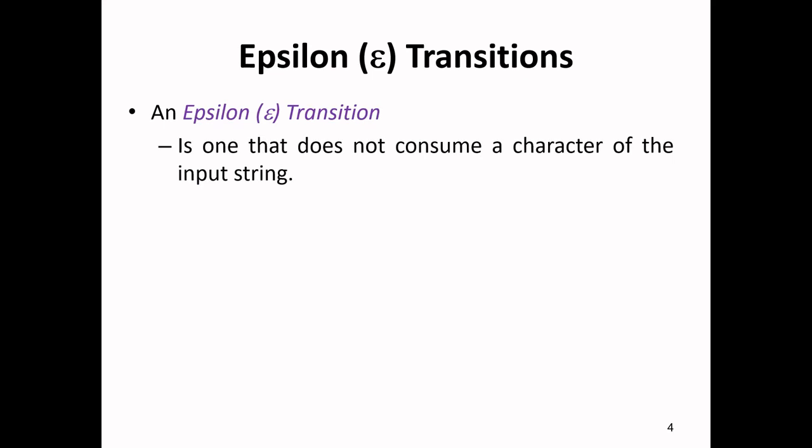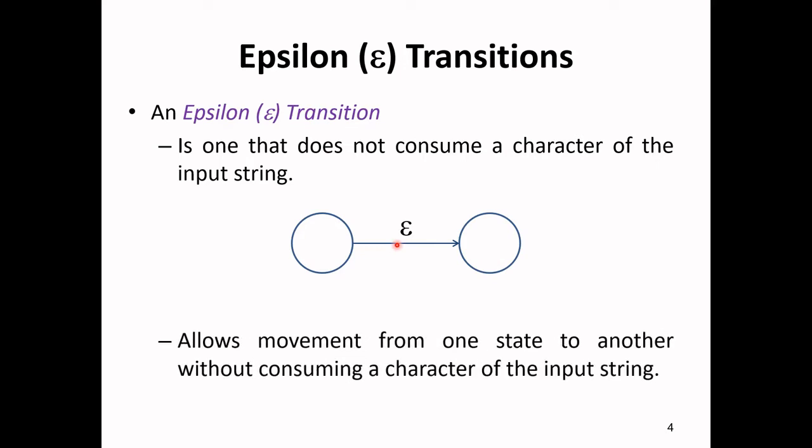So what do we mean by epsilon transition? An epsilon transition is one that does not consume a character of the input string, represented as current state, a transition going to the next state with epsilon as the input. That is, it allows movement from one state to another state without consuming a character of the input string.